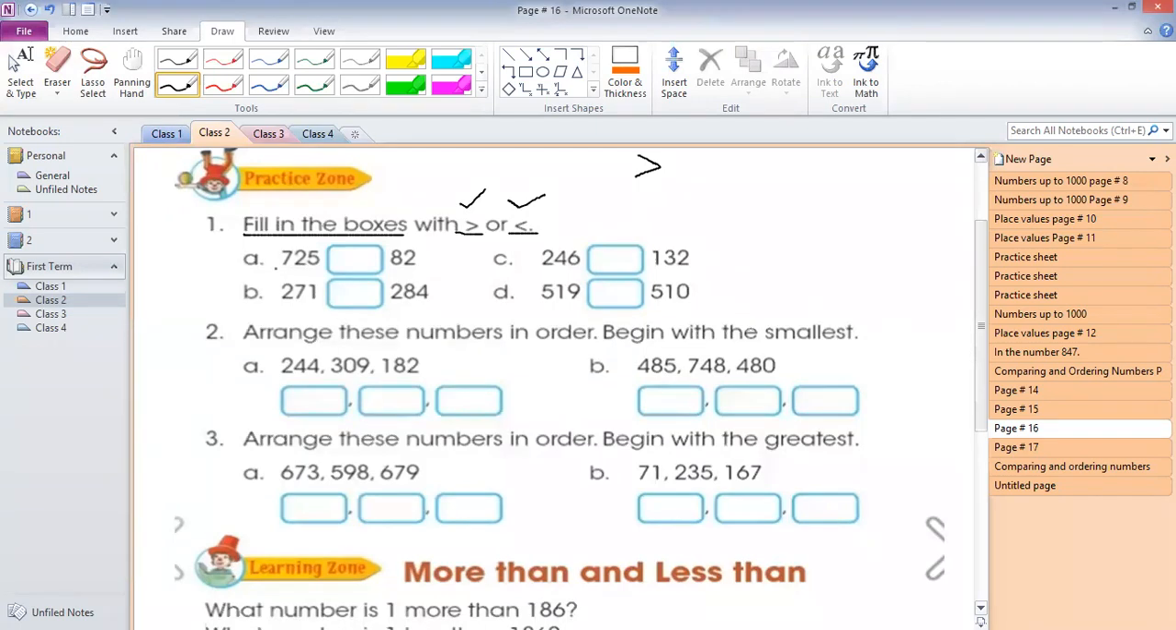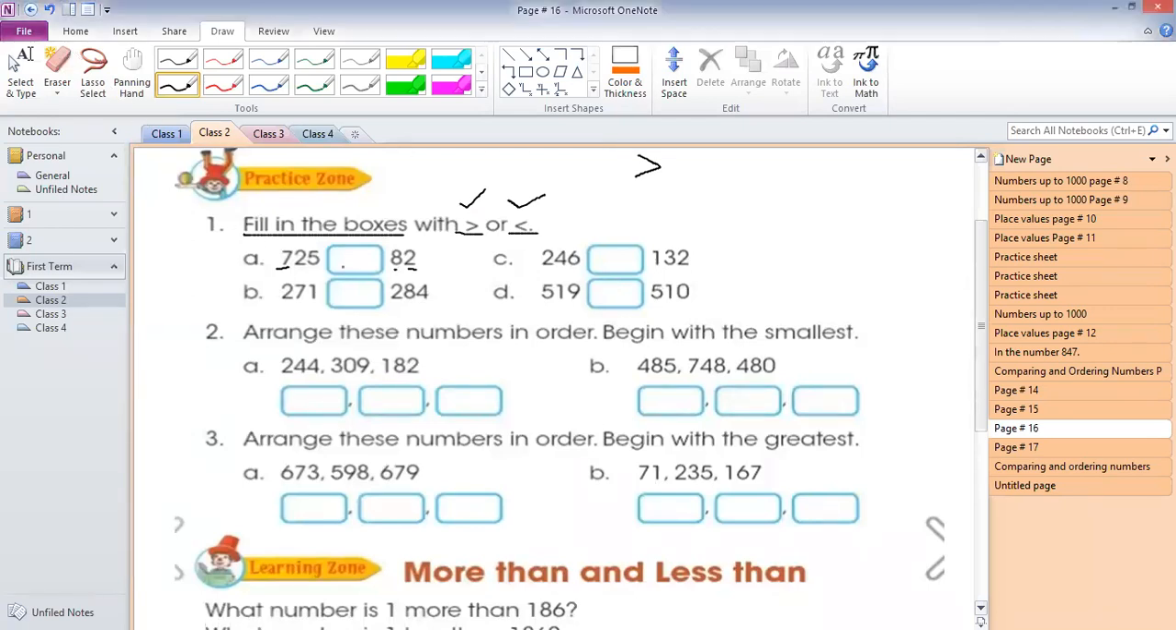Compare the hundreds first. This is 700 and there is no 100. Ones and tens. There is no 100. That means 0, 100. So which is bigger, guys? 725 is bigger or 82 is bigger? Which is bigger here? 725 or 82? 725. Very good. 725 is bigger.